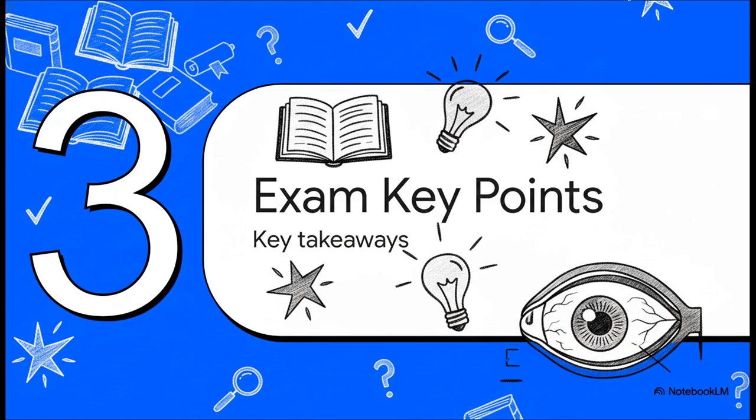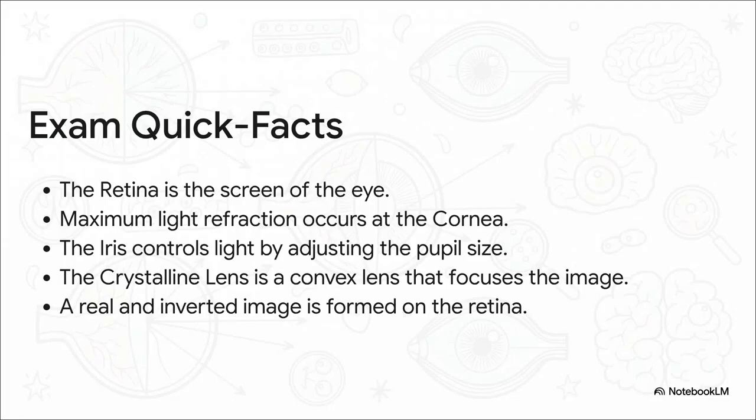Okay, everyone, let's quickly revise some very important points, especially from an examination point of view. So, listen carefully. Please make a note of these facts. They are very commonly asked. First, the retina acts as the screen. Second, the cornea is where the maximum refraction of light happens. Third, the iris controls the pupil size to manage how much light enters. Fourth, the eye lens is a convex lens that focuses the image. And finally, remember, a real and inverted image is formed on the retina.